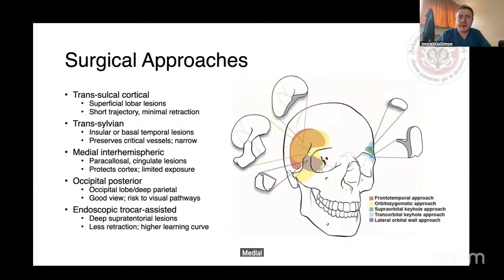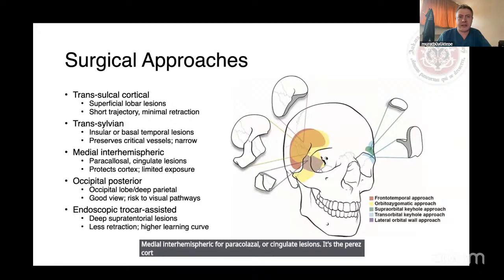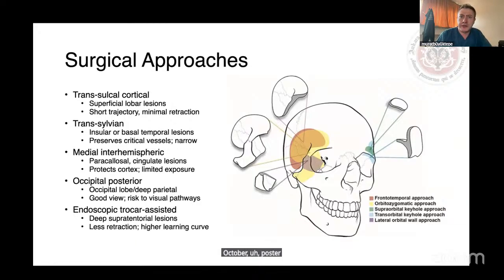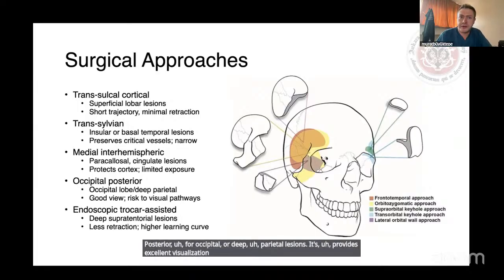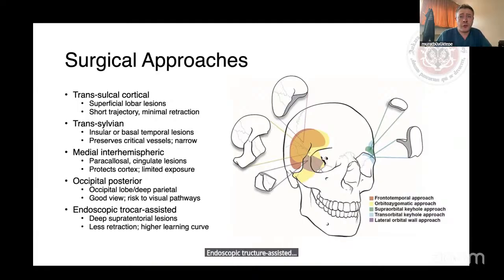Medial interhemispheric for paracallosal or cingulate lesions. It separates cortex, yet has limited exposure. Occipital posterior for occipital or deep parietal lesions. It provides excellent visualization with a visual pathway risk. Endoscopic trocar assisted for deep supratentorial targets. It minimizes the retraction at the cost of a steep learning curve.